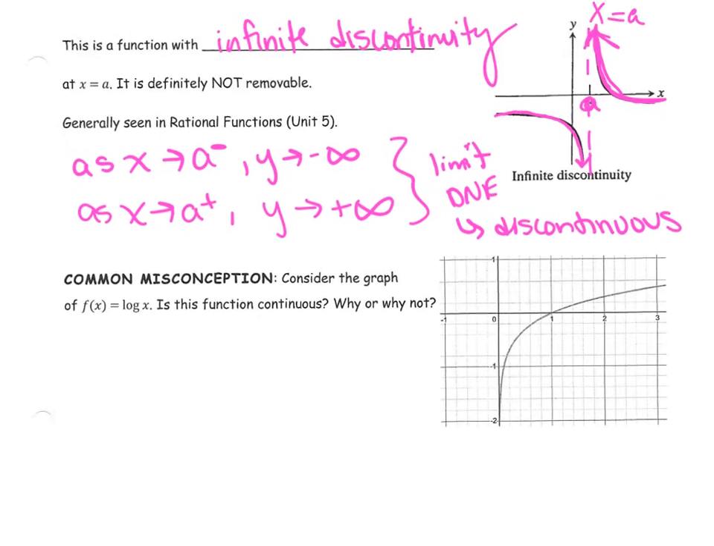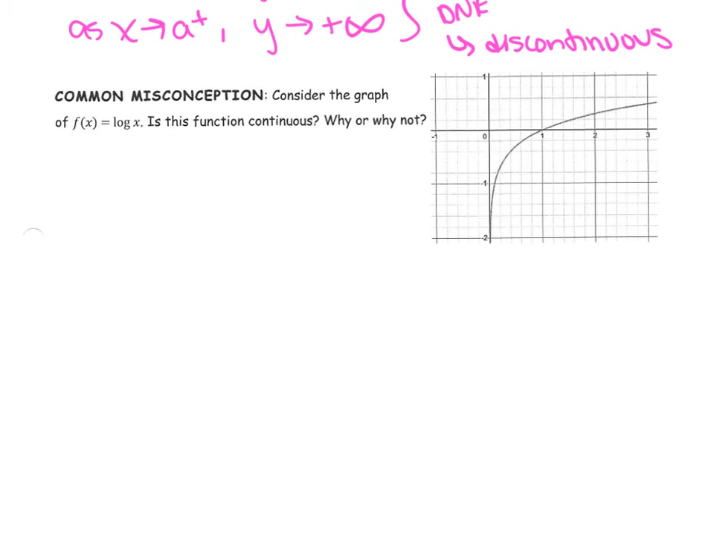Okay, let's take a look at our graph here. Consider the graph of log x. Is this function continuous, why or why not? Well, let's see. Here's my log function. It looks like it's getting super close to x equaling 0 because we've got a vertical asymptote there. Let's consider what the domain is for a log function. What's the domain? If you were to graph this in your calculator, you would see on the table.